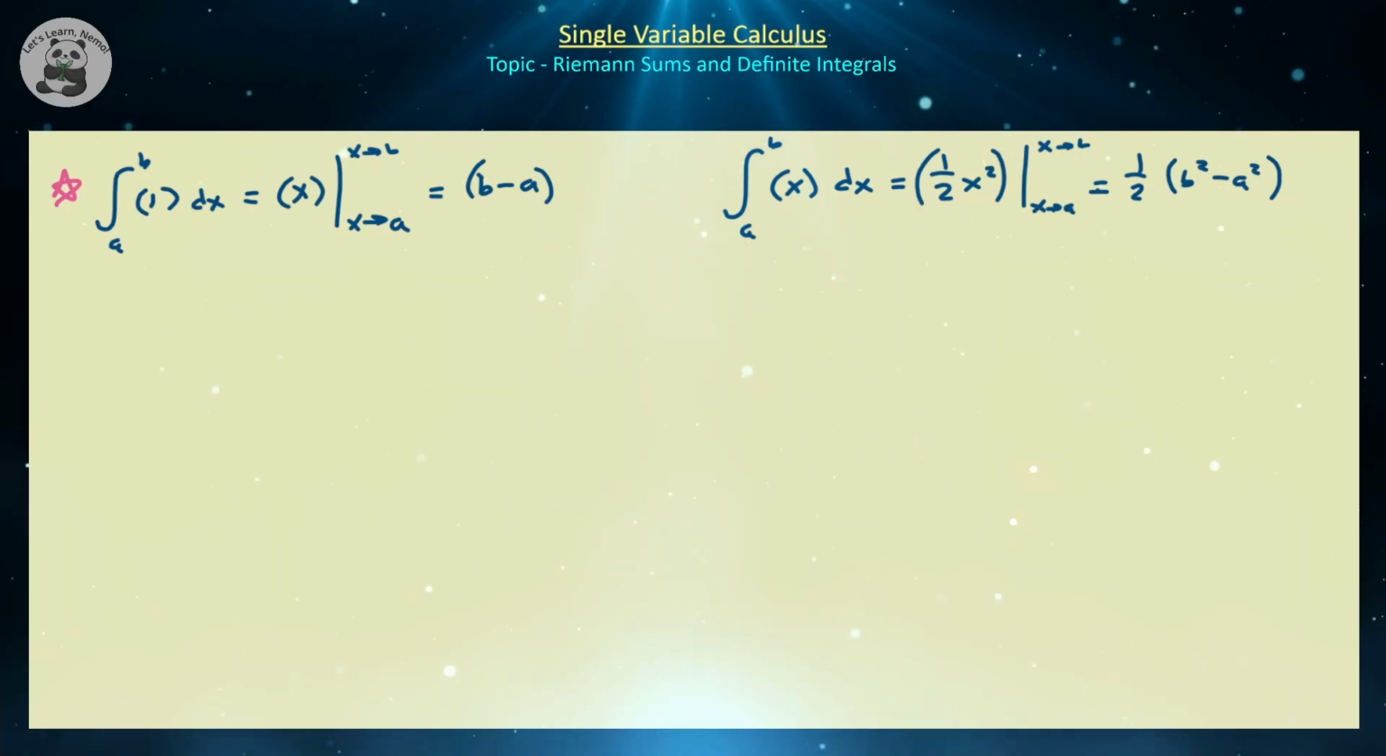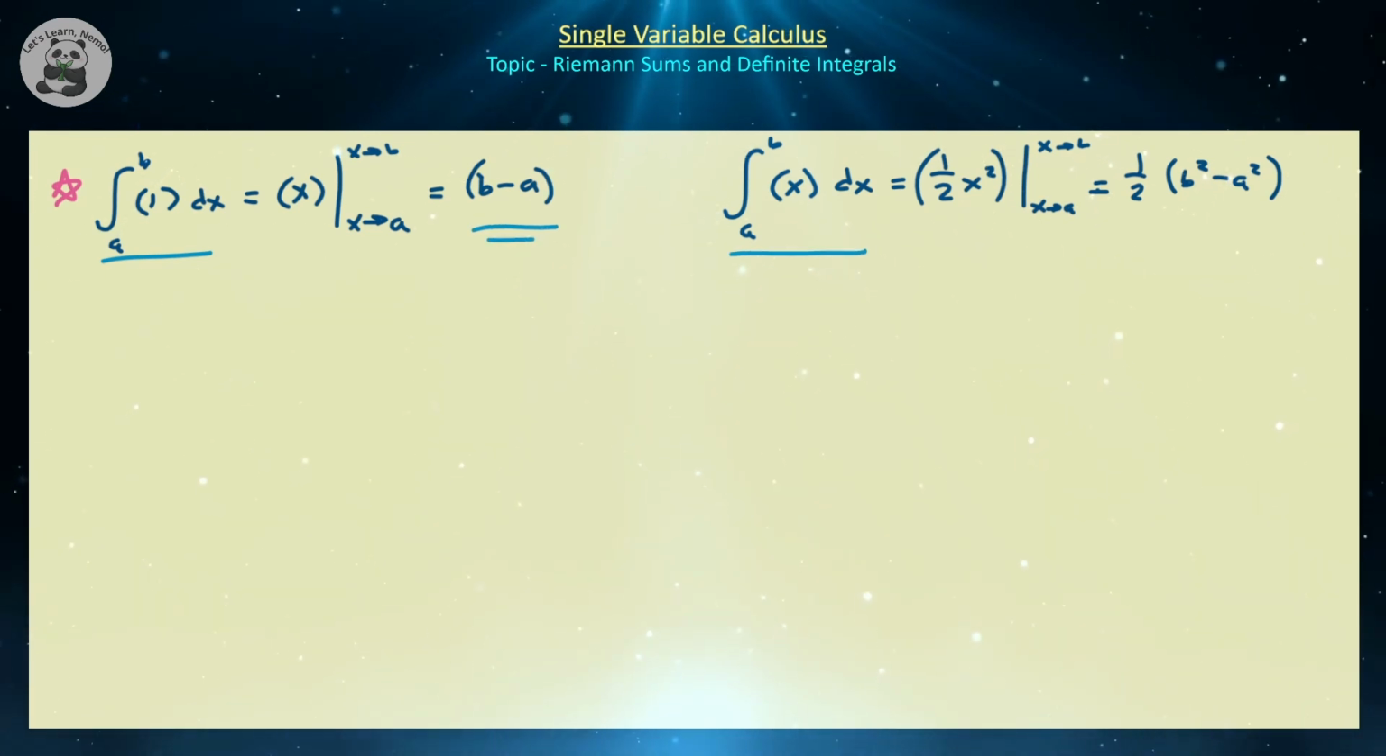So up to this point, we've proven two definite integral identities for two very important classes of functions. In particular, the integral of a constant, in particular 1, is equal to x evaluated from b to a, giving us b minus a. And the integral of our identity function x from a to b is just 1 half x squared evaluated from b to a, which comes out to 1 half (b squared minus a squared) in the very end.